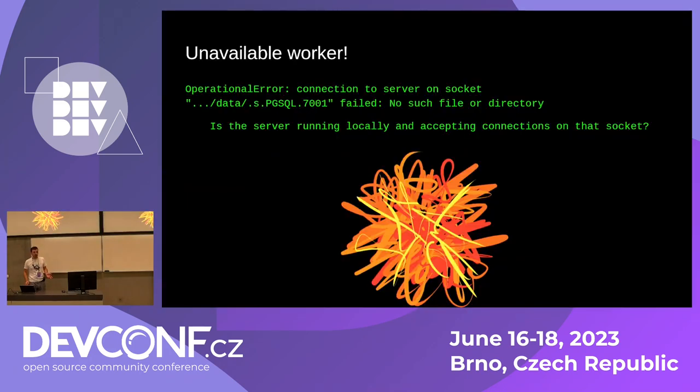But what if one of the servers fails? I will be talking mostly about what happens when something fails, because that's why we do transactions. So one of the workers went kaboom, and we can no longer connect to it. It's bad. We lost half of our data because we have two workers. How do we deal with that in Postgres?